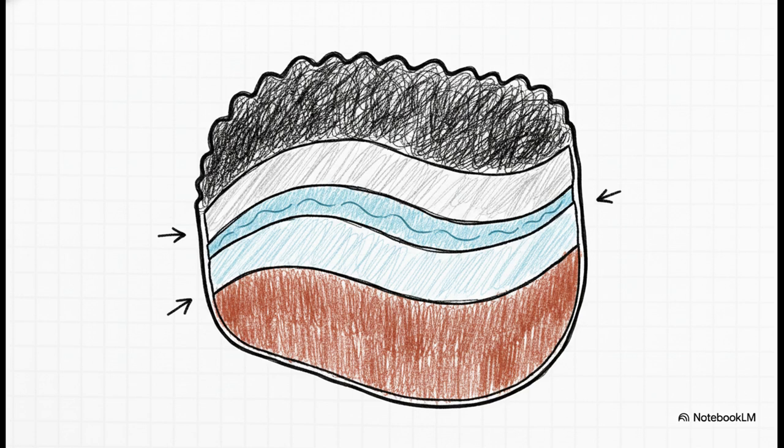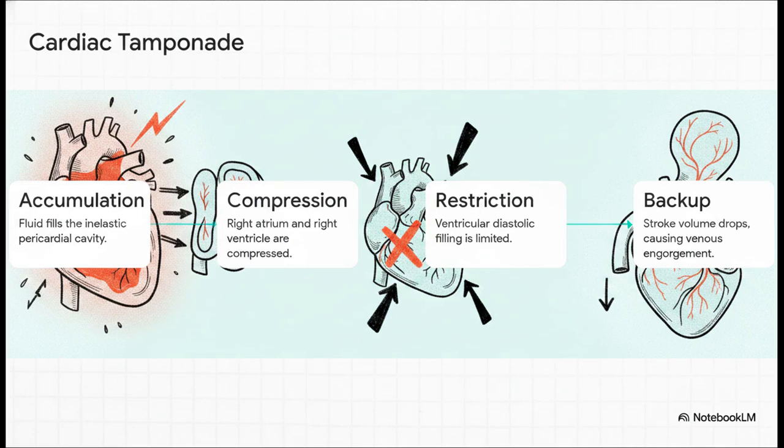This space is lined with flattened mesothelial cells that secrete a thin, lubricating fluid, which totally prevents friction as the heart violently expands and contracts. So remember how I said that outer fibrous layer is inelastic? What happens if fluid rapidly builds up inside it? Well, this exact sequence outlines the pathophysiology of cardiac tamponade. It's a massive, high-yield exam and clinical topic.